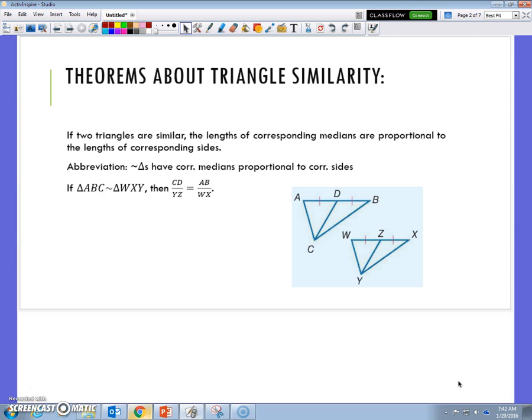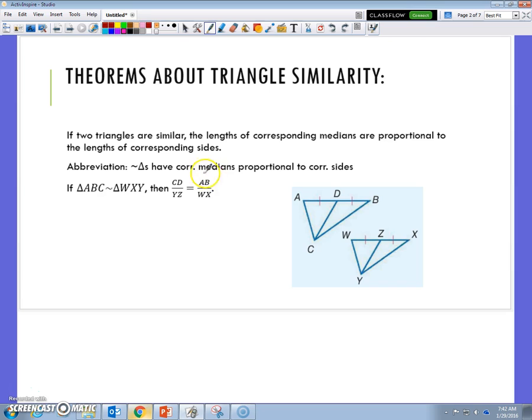Now it's been a while since we've constructed medians, but as a reminder, a median takes a segment from a vertex and it goes straight from the vertex to halfway in between its opposite segment. All right, so there's no special relationship on a median with the angles, but it does divide its opposite segment into two equal parts. Okay, and so now we have the same type of abbreviation that we did yesterday as far as this theorem goes.